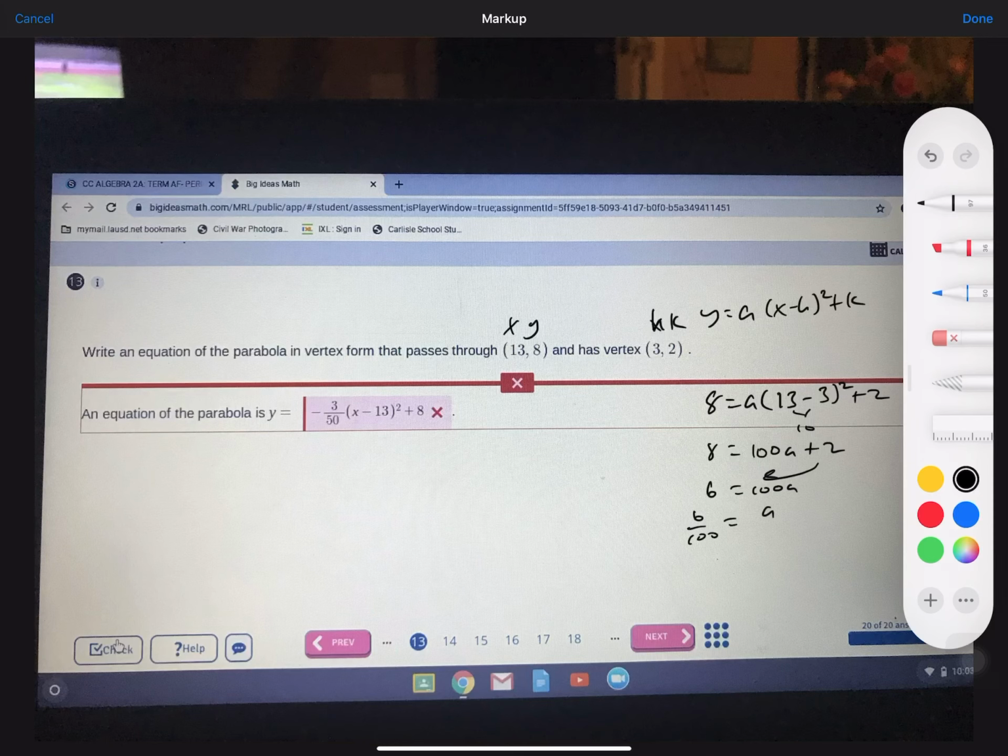I don't know how you got the negative part, I think. I got it positive. So I'm getting positive 3 over 50. And then you got the rest of it right, I think. X, nope, see? This is your x and y. We need our h and k. See, they said the vertex is (3, 2). So it's (x − 3) squared plus 2.